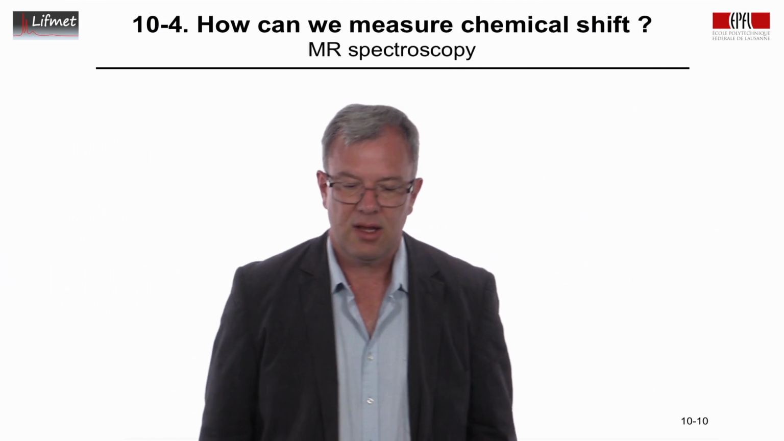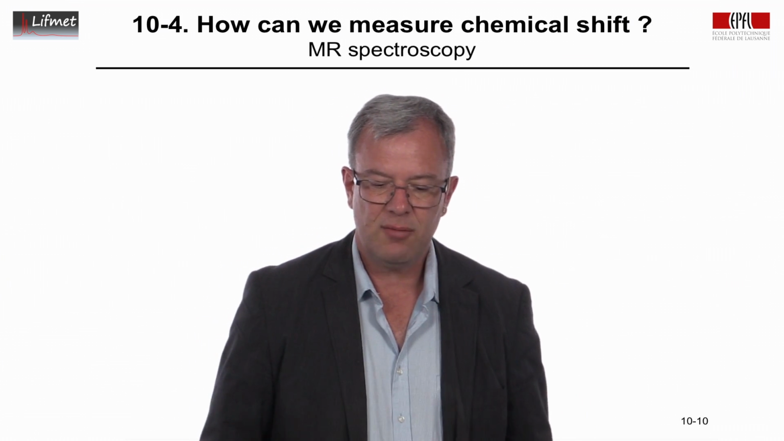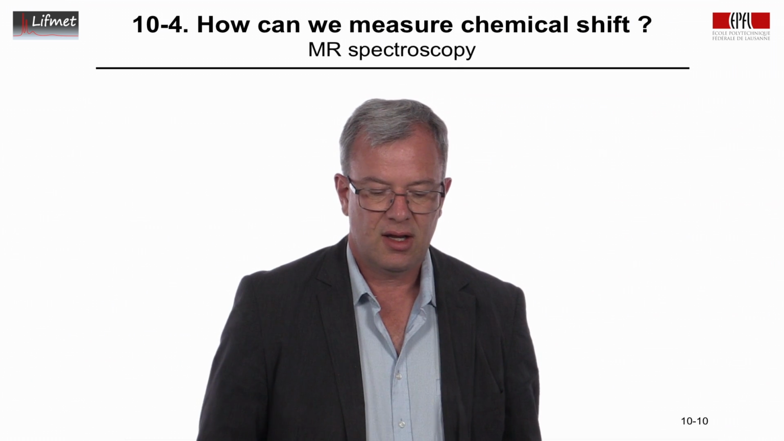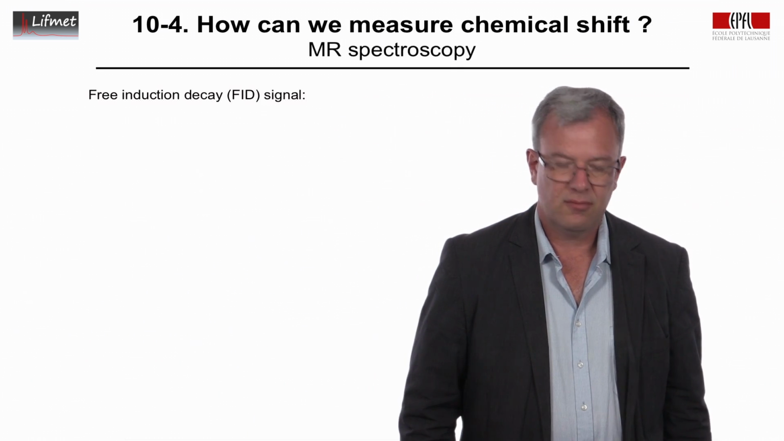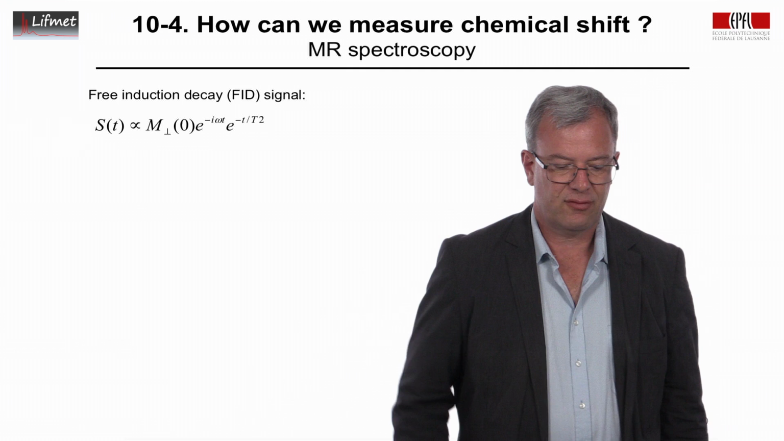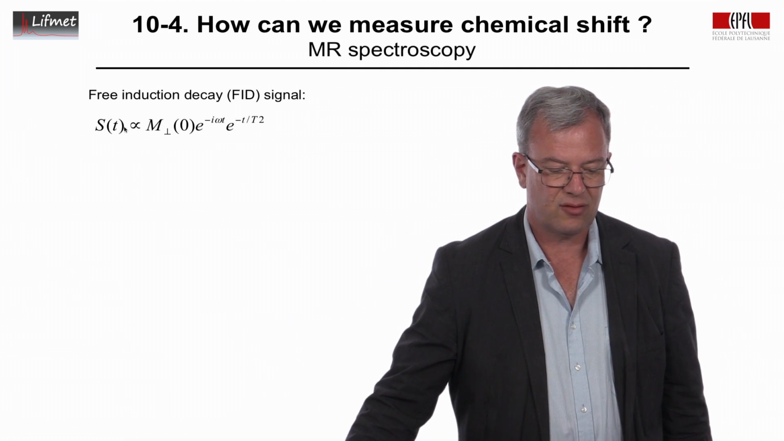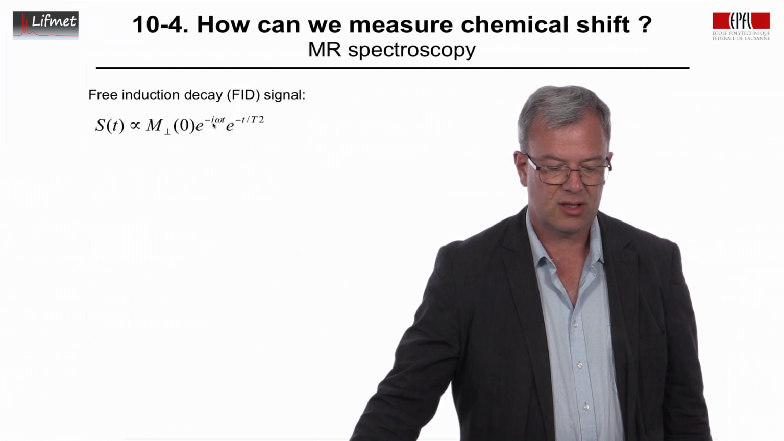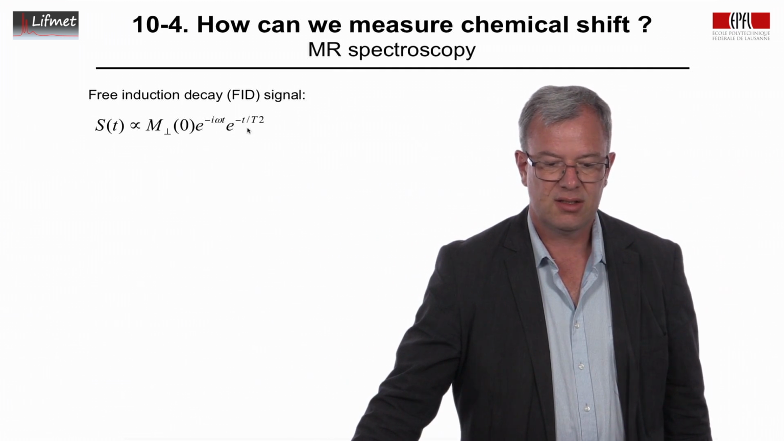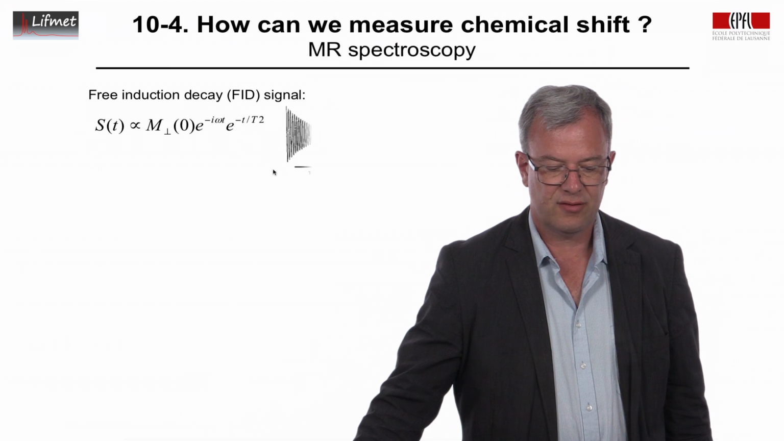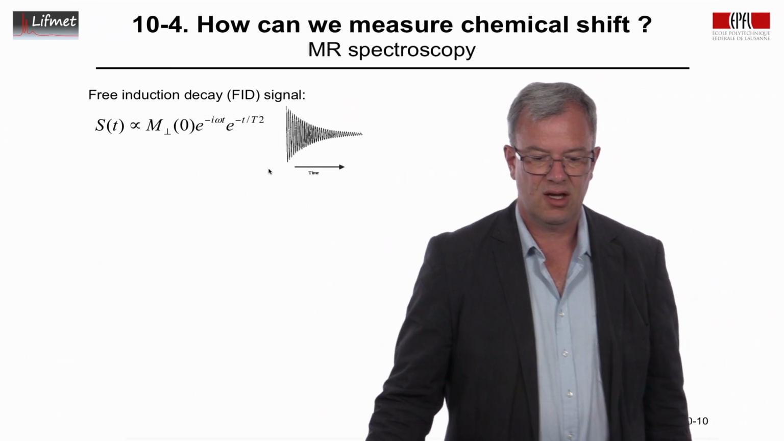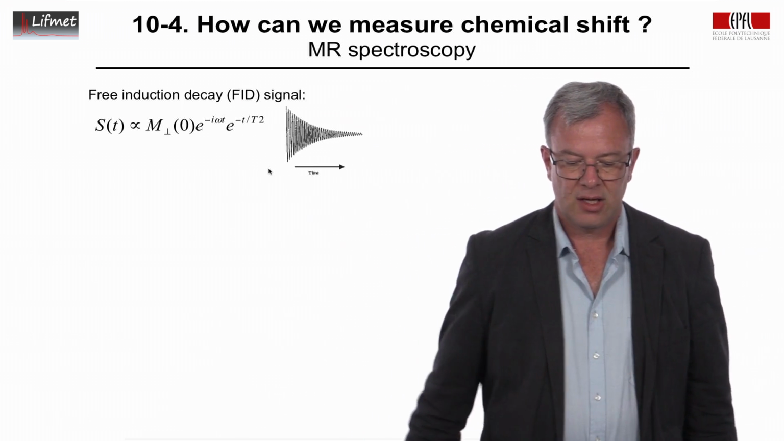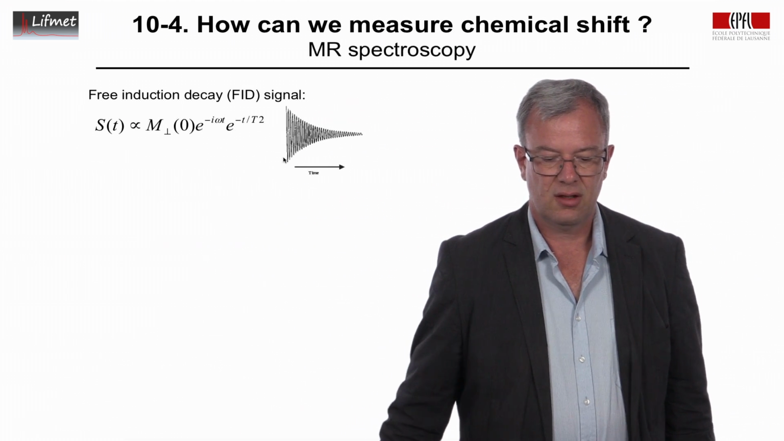So this brings us to the question: how can we measure chemical shift? This is done by looking at the free induction decay signal. We have our signal as a function of time, which is the transverse magnetization at time 0 times e to the minus i omega t times e to the minus t over T2. We've seen that expression previously, that's our time signal.